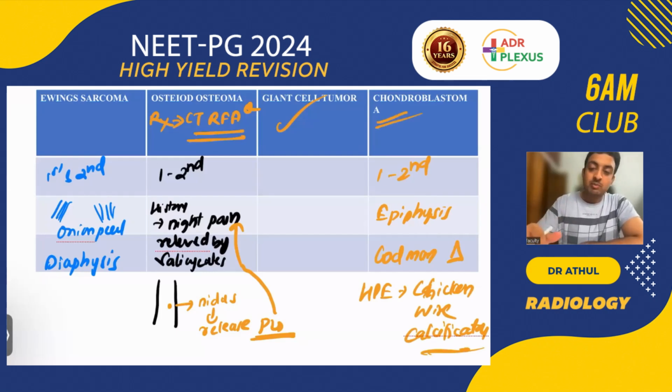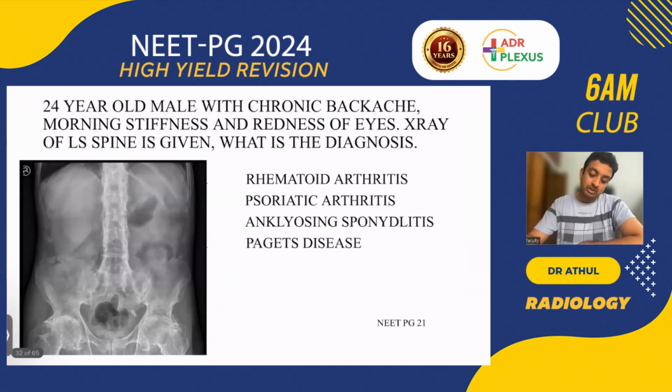Anyway, please revise the bone tumors because it is a mixture of radiology, orthopedics, and pathology. So very, very important. So now coming to another question. A 24-year-old young male. Again, age is very important whenever they are dealing with the musculoskeletal system.